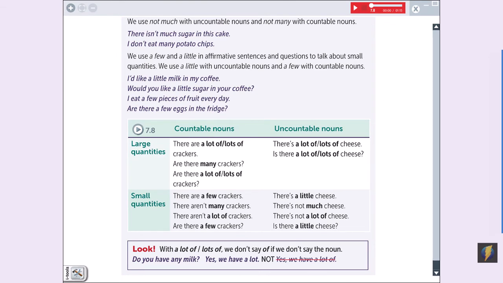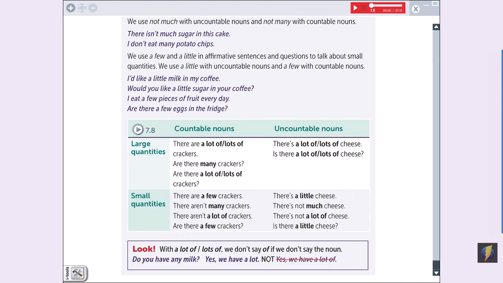And a little, we use it in affirmative sentences and in questions to talk about small quantities. So as I was saying, a few, you use it with countable nouns. And a little with uncountable nouns. So I would like a little milk in my coffee. You know that milk is uncountable, so we use a little. I need a little water, for example. Would you like a little sugar?